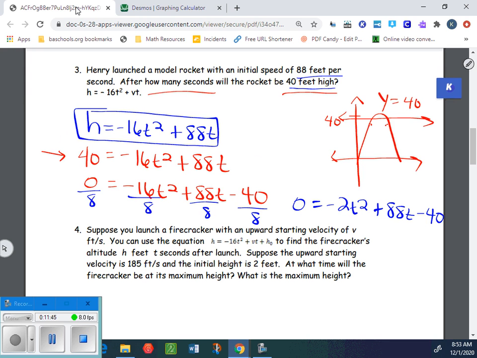After how many seconds will the rocket be 40 feet high? They would have two answers, 0.5 seconds and 5 seconds. So that would be my answer, because it's going to be 40 feet high twice.